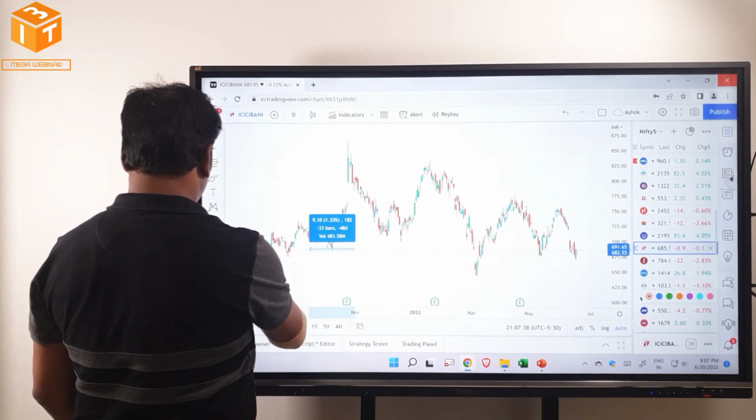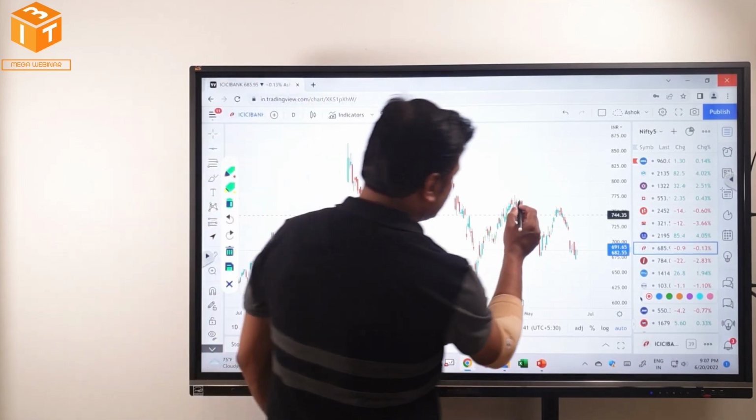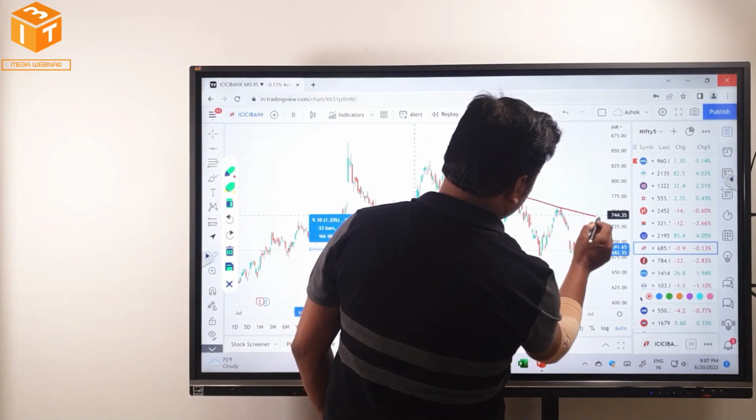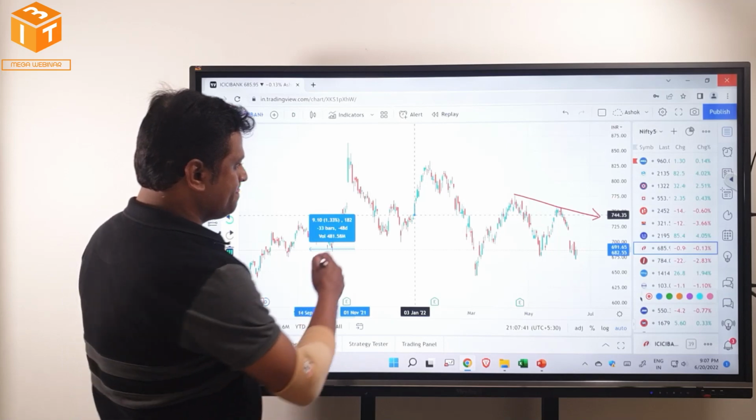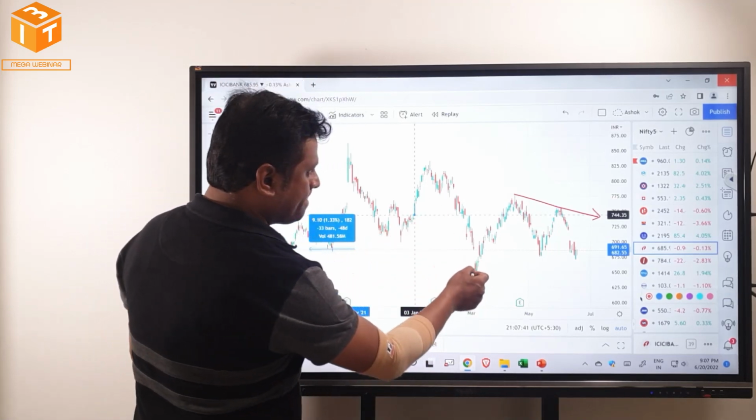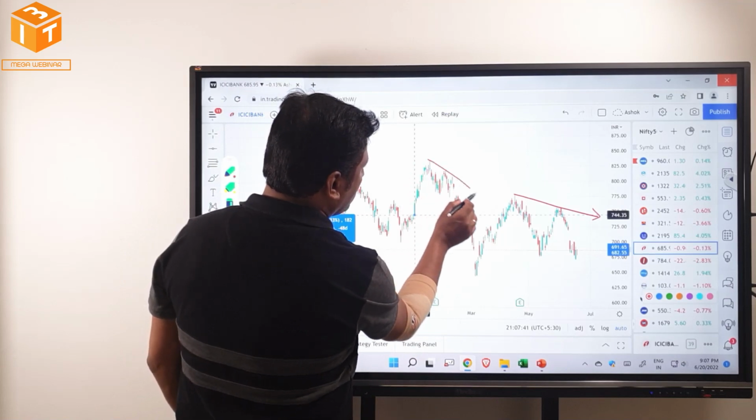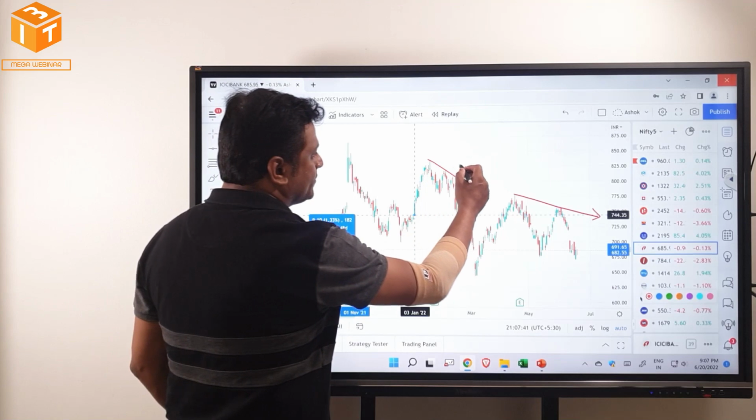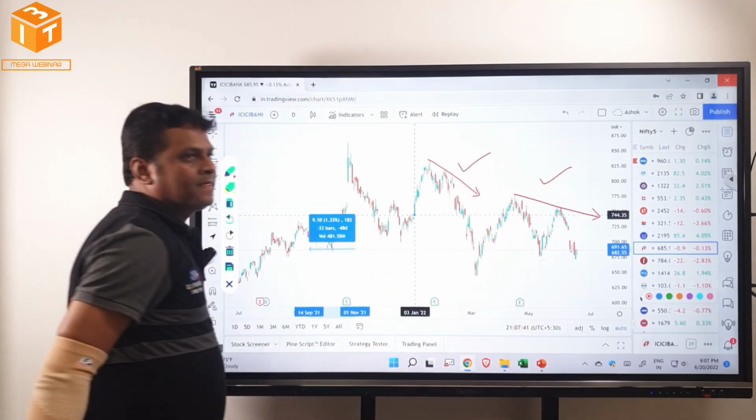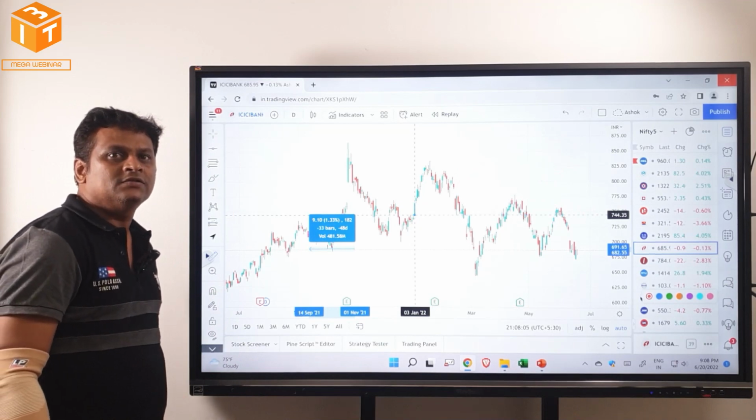Look at this. I can draw the trend line, right? Yes, you can. I can even draw this trend line. Check it out. Both are valid, 100% valid. Is that fair? Sounds good? You want some more examples?